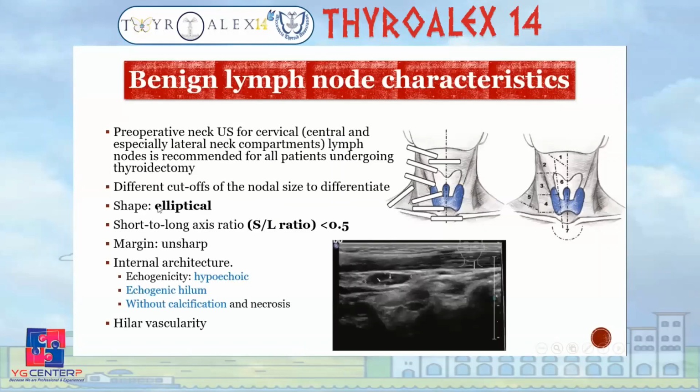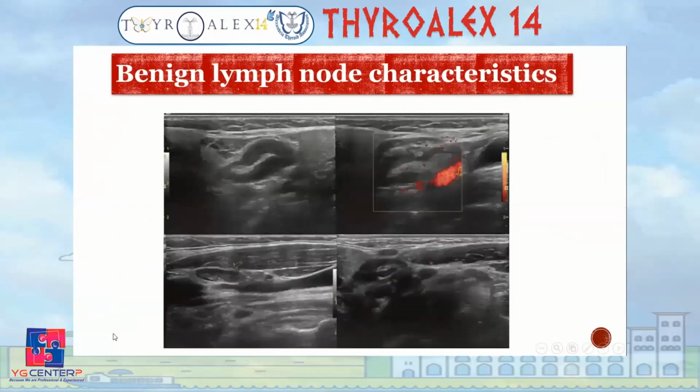Benign lymph nodes are elliptical. The short-to-long axis ratio is less than 0.5 centimeters, and the margins are unsharp. The architecture of the lymph node is hypoechoic with an echogenic hilum and without any calcifications. The vascularity is seen within the hilum. This is an example of benign lymph nodes.